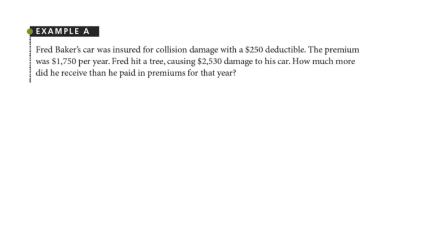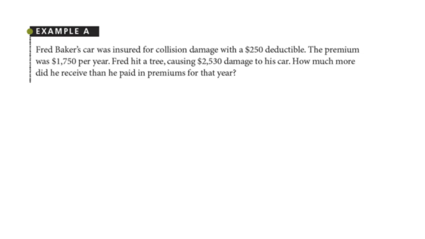All right, so we're going over example A, which you can find in your textbook on page 220, worked out, but I'm going to work it out here and explain the details of how we get all the information. Okay, so we have Fred Baker's car was insured for collision damage with a $250 deductible. So we have a few terms here that we've dealt with in the previous slide that contains the three classifications of auto insurance and the other terms on that slide.